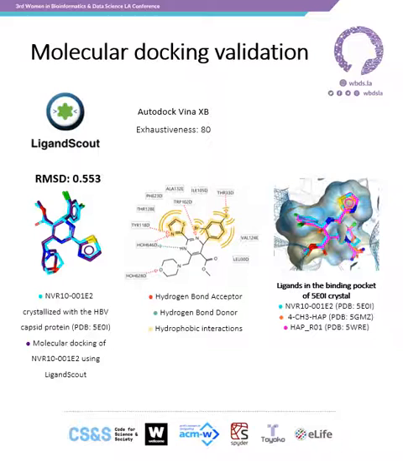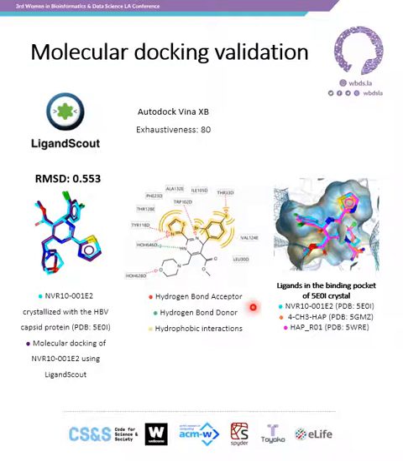First, we performed a molecular docking protocol validation using LigandScout to ensure the accuracy and reliability of our in silico docking experiments. We used AutoDock Vina XP with an exhaustiveness of 80, and we then compared the binding configurations of the crystallized ligand in light blue and the docked ligand in purple. The molecular docking protocol regenerated the binding conformation of the capsid ligand complex that was determined by crystallography with an RMSD value of 0.553. We also reviewed interactions the ligand established with amino acids in the binding pocket and compared them with the data available from previous research.